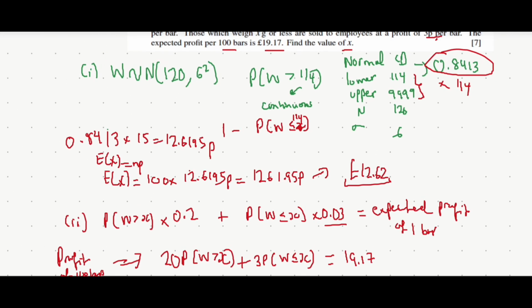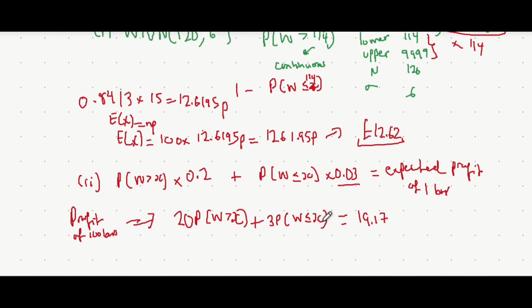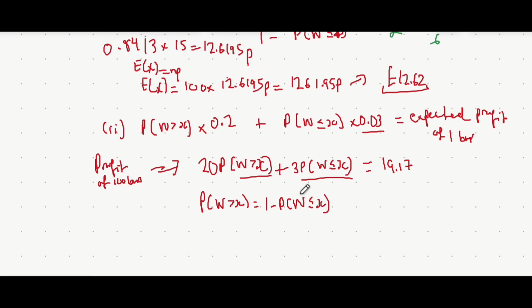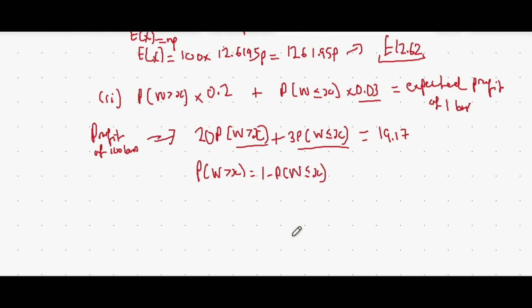Now we're almost at a position where we can find the value of x, but the thing is we need the probabilities to be the same. We need them to match. We can use the idea that the probability of w being greater than x is the same as 1 minus the probability of it being less than or equal to x. The reason I chose to make them both less than or equal to is it makes it easier to use the normal CD function.